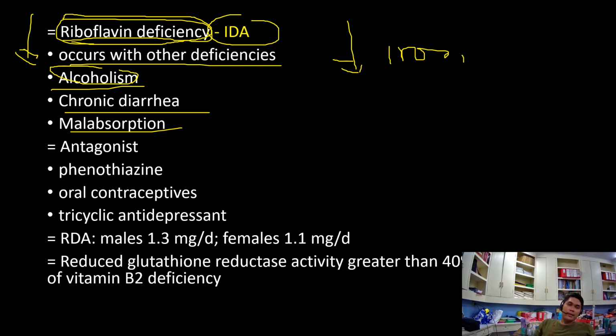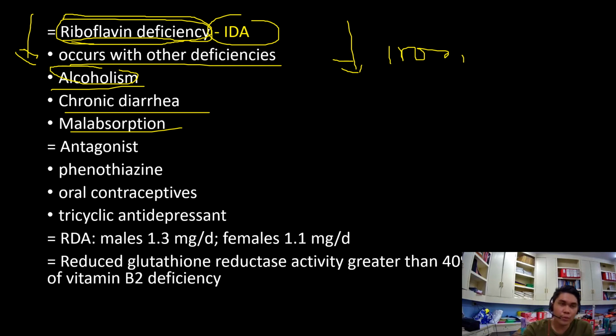Okay. Next is the antagonist of vitamin B2. We have phenothiazine. So phenothiazine is an antipsychotic drug. So it's usually used to treat schizophrenia and bipolar disorder. The next is the use of oral contraceptives. So oral contraceptives are vitamin B2 antagonists, and also tricyclic antidepressants. So for RDA, you have 1.3 for males and 1.1 for females.